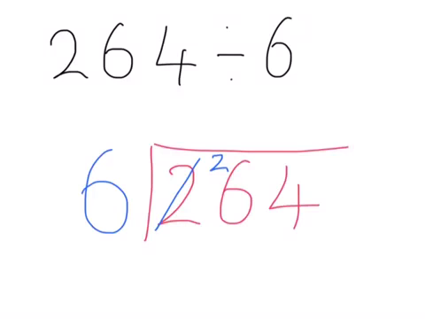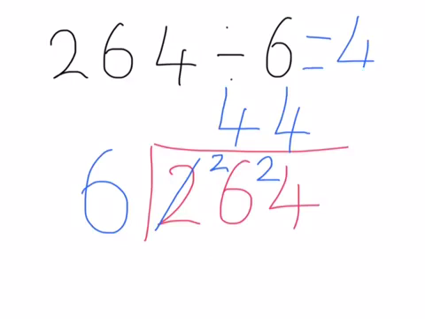Now I think, how many 6s can I make from 26? And sometimes it helps to count in 6s. 6, 12, 18, 24. Well, that's 4 lots of 6 with 2 left over. So now, how many 6s can I make from those 24? 6, 12, 18, 24 gives me 4. So 264 divided by 6 gives me a total of 44.